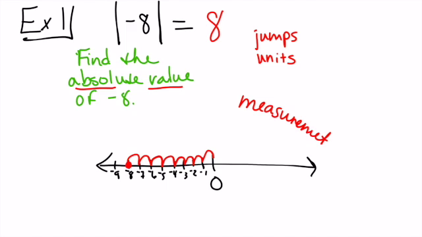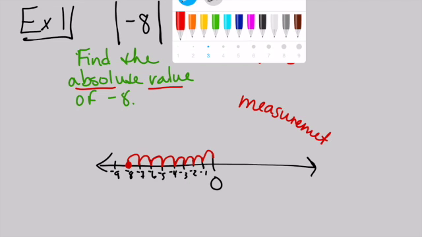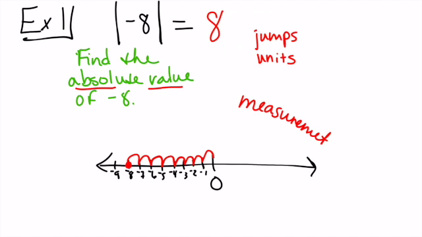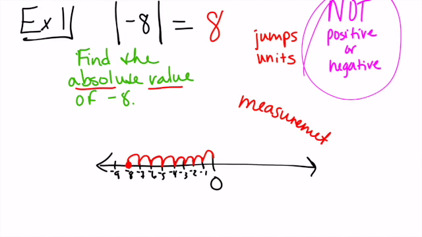Now, as a measurement, absolute value is not positive or negative. It is not positive or negative. It's just a distance. Okay? Now, what do I mean by saying that? Let's take a look here.